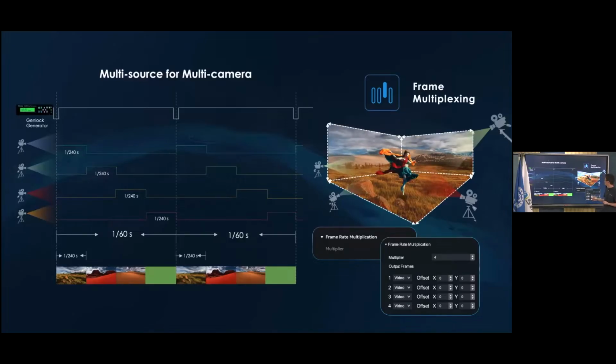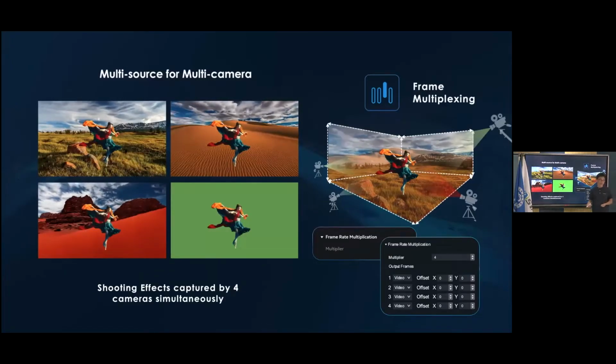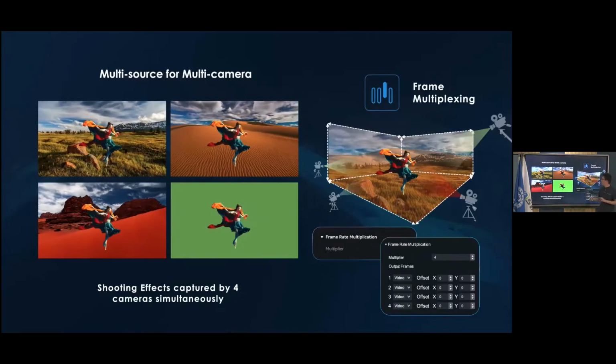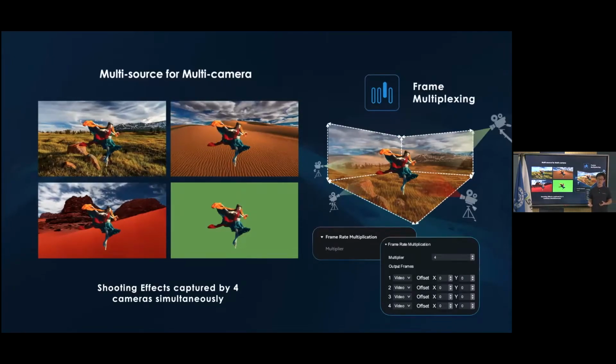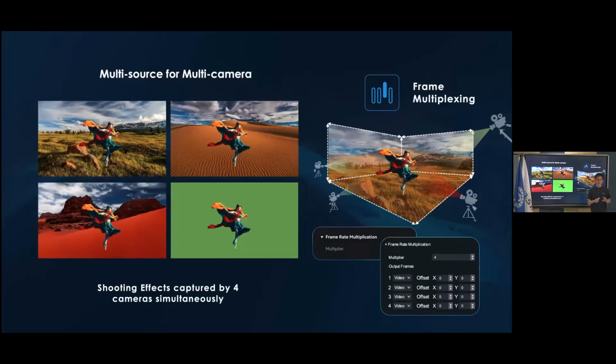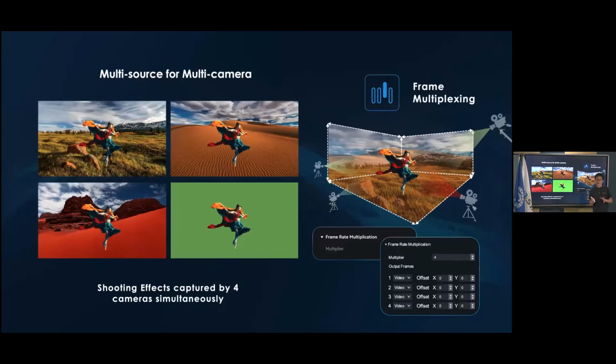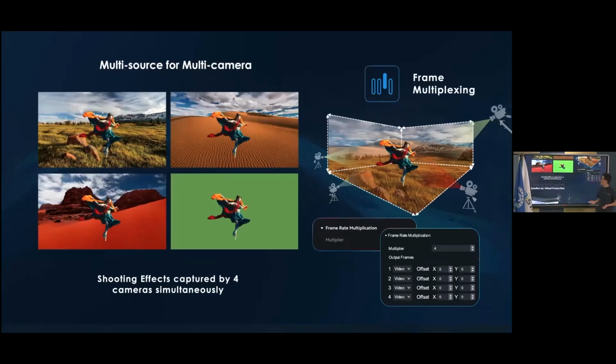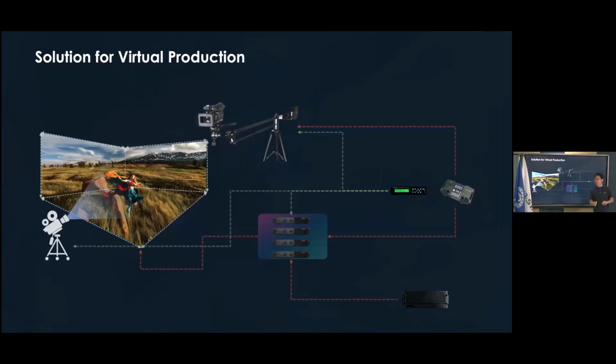This is a demo. Here is a demo for the frame multiplexing. You mix several video sources in one video and use multiple cameras to capture. Cooperating with the Genlock phase offset function, you can get a multi-effect output simultaneously. So this is the frame multiplexing.